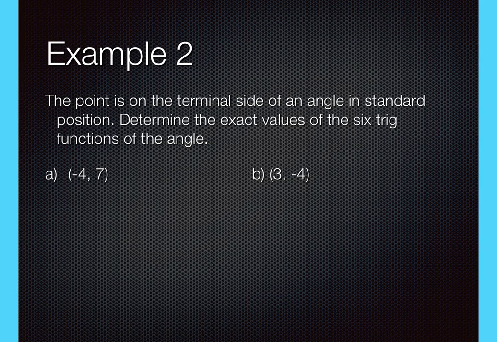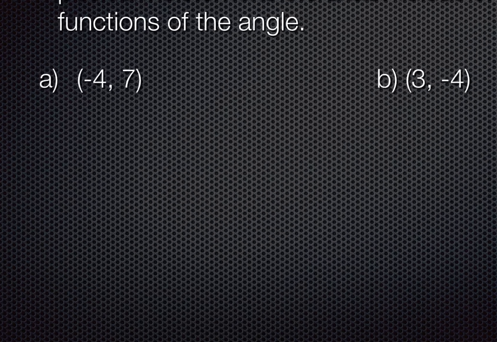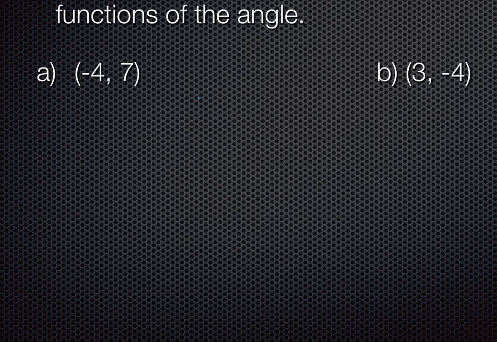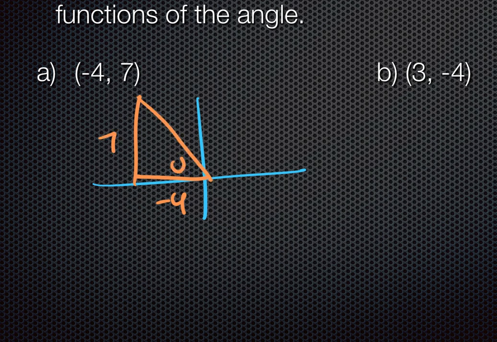Now this one takes it one step further. There's no picture, but it's the same kind of information. It's giving you the coordinate point that is the terminal side of the angle. So I just draw it. Where would negative 4, 7 be? Which quadrant? Second quadrant. I'm going to move left 4, so negative 4. I'm going to move up 7. And then I'm going to close in my triangle and put theta in the corner where the x-axis goes to the terminal side. Is there a triple with 4 and 7?